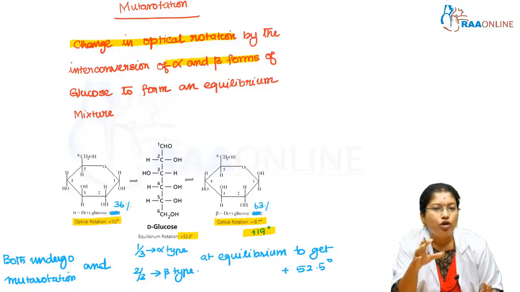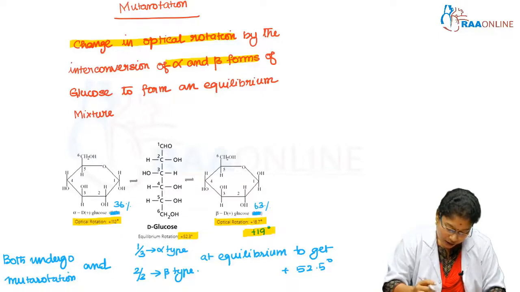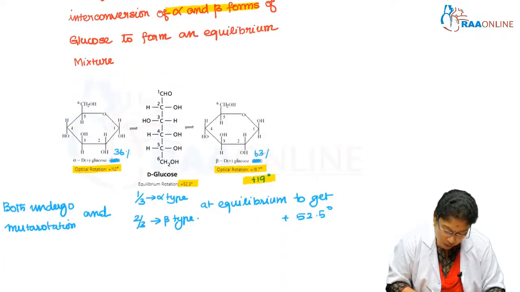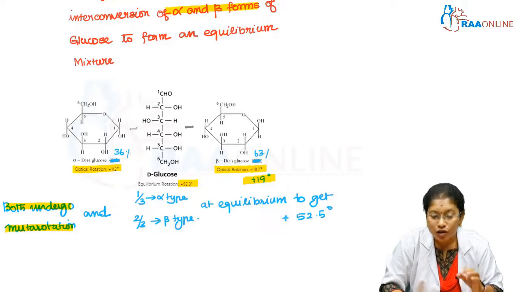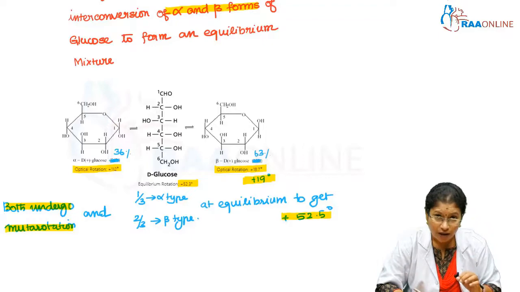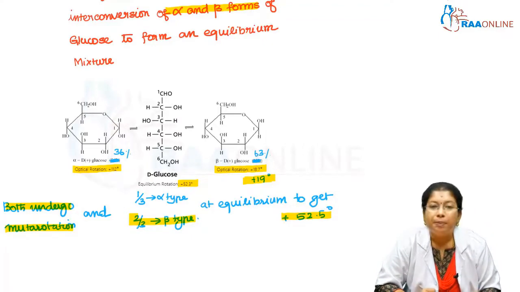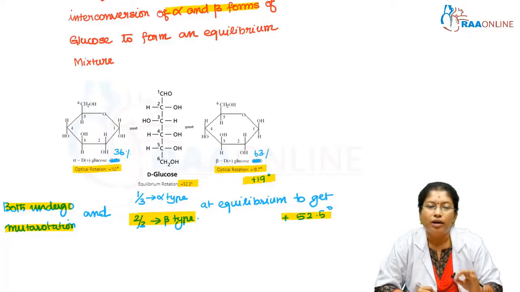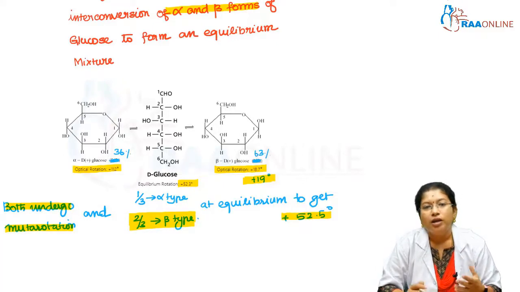That is nothing but your mutarotation. You can see both undergo mutarotation, and at equilibrium they produce a rotation of plus 52.5 degrees. Here the solution mostly contains the beta type: two thirds contains beta type, only one third contains alpha type. This is what mutarotation is about.